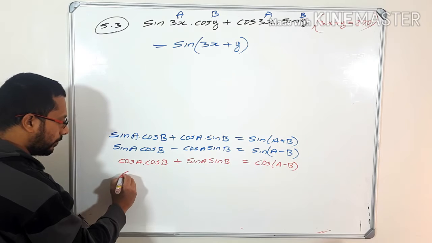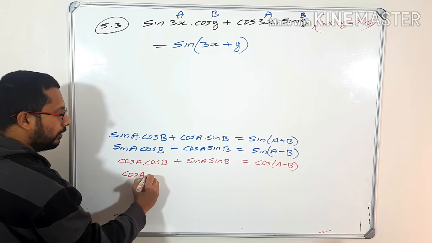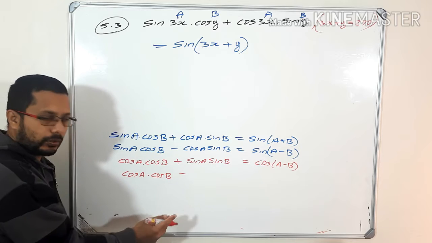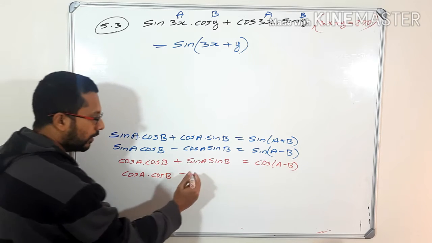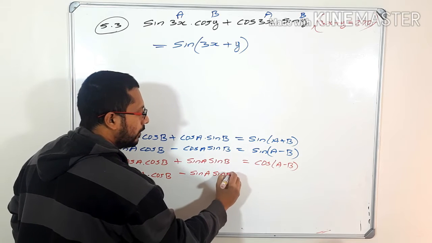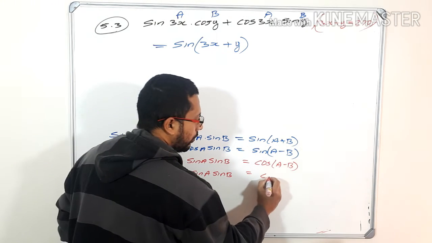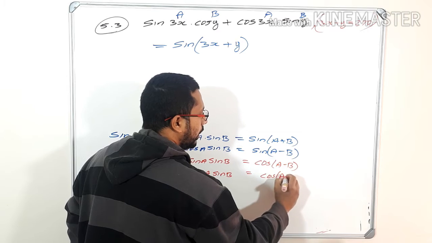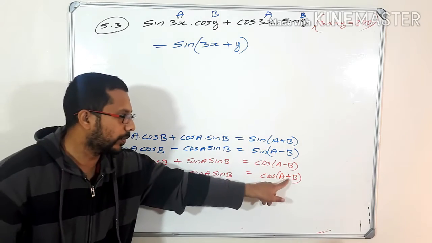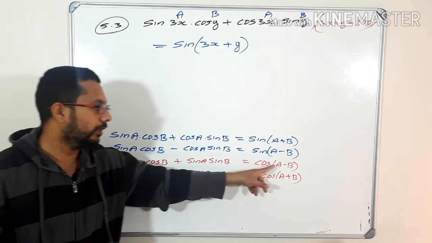Then what is this next one? Cos A cos B minus, same thing, but the only difference is here it is minus. Then sin A sin B. What is that one? Cos of A plus B. When here it is minus, here it is plus. When here it is plus, here it is minus.